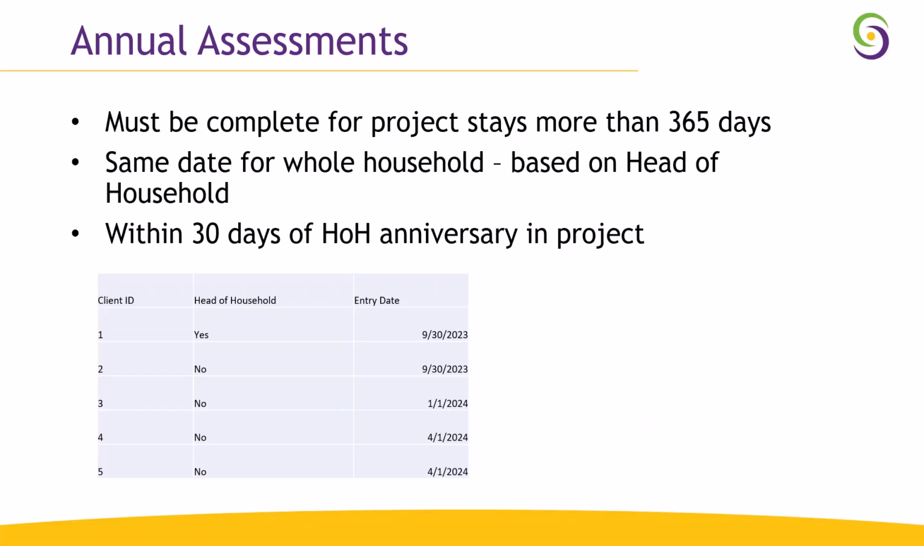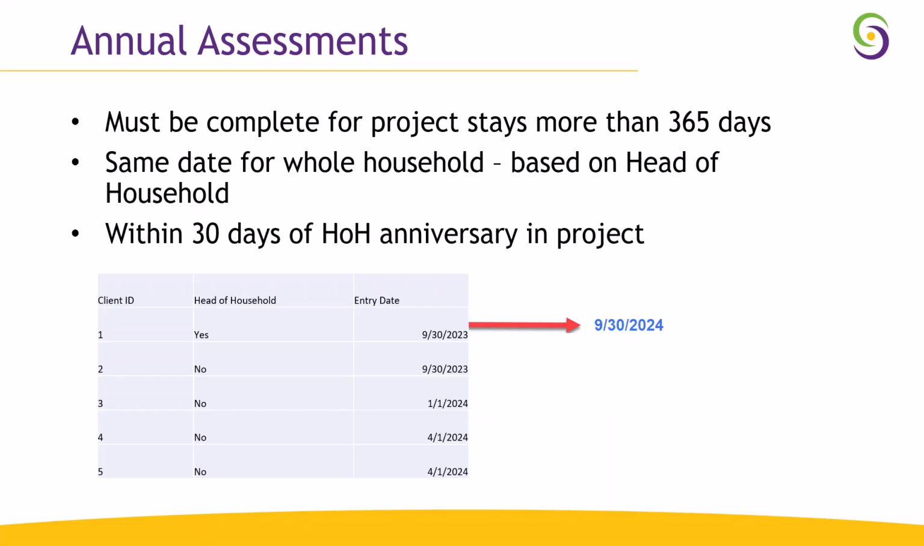Now, when considering the annual assessment, every client in this household will have the same annual assessment timeframe and date. So we'll want to first find out who the head of household is. So we see the head of household by the arrow. Their annual assessment, their entry date is 9/30/2024. So the whole household's annual assessment will be based on that 9/30/2024 date, regardless of when they enrolled in the project.